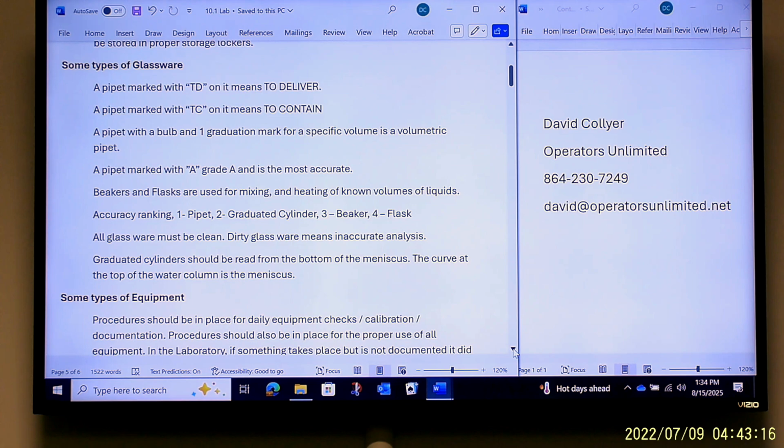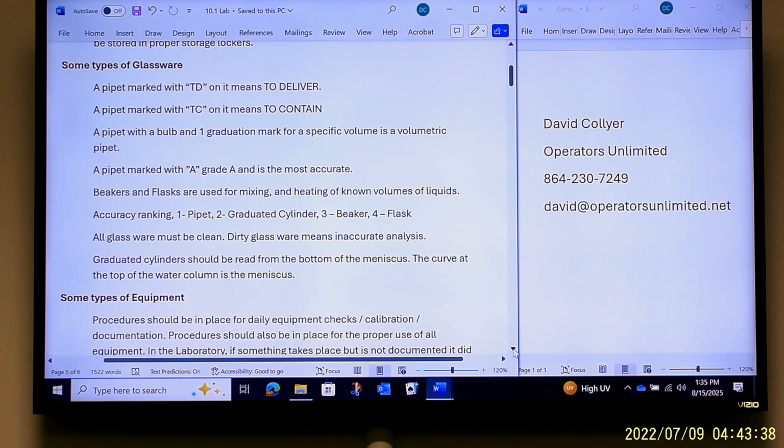Beakers and flasks are used for mixing and heating of known volumes of liquid. In a ranking of accuracy, the most accurate is a pipette, then a graduated cylinder, then a beaker, and last but not least, a flask.